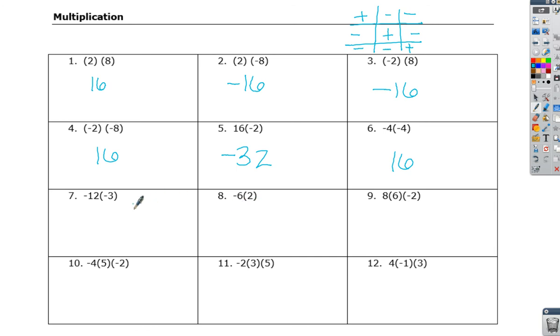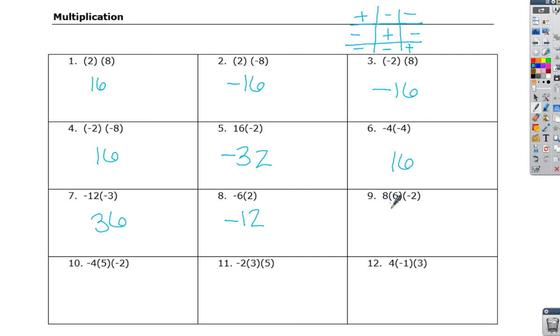Okay, let's check our answers. We have 12 times 3. 12 times 3 is 36. We need to check our sign. We have a negative times negative. Negative times negative equals a positive, so we'll have a positive 36. Number 8, we have negative 6 times 2. 6 times 2 is 12, and we have a negative times a positive. A negative times a positive equals a negative, so we have a negative 12.